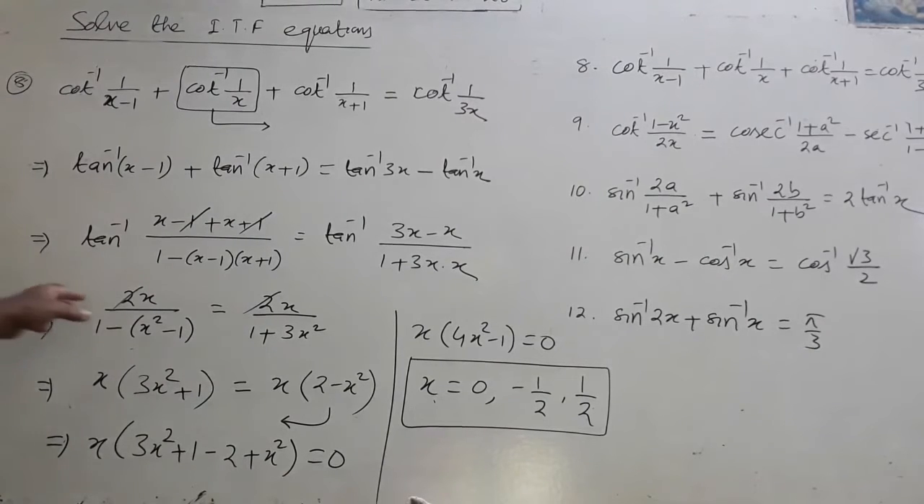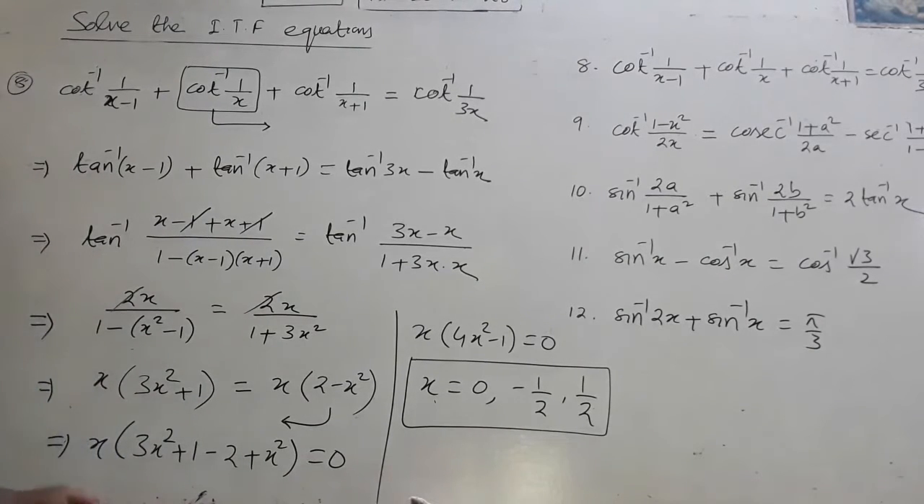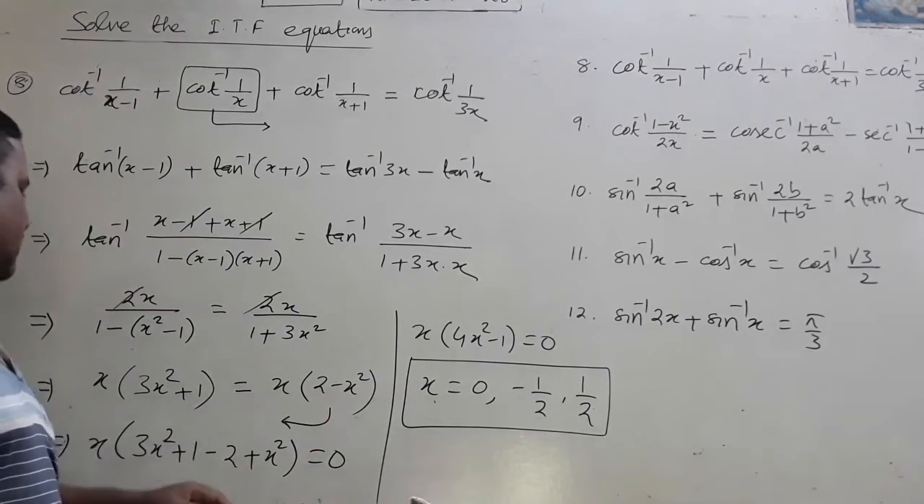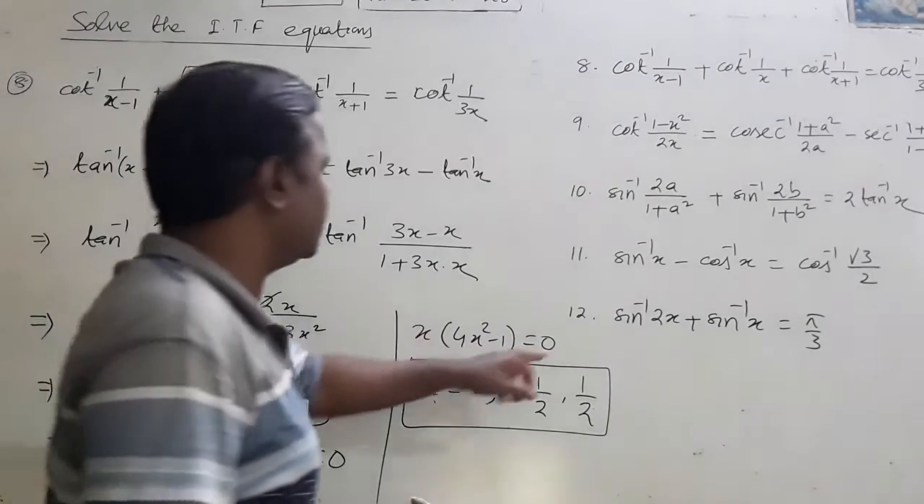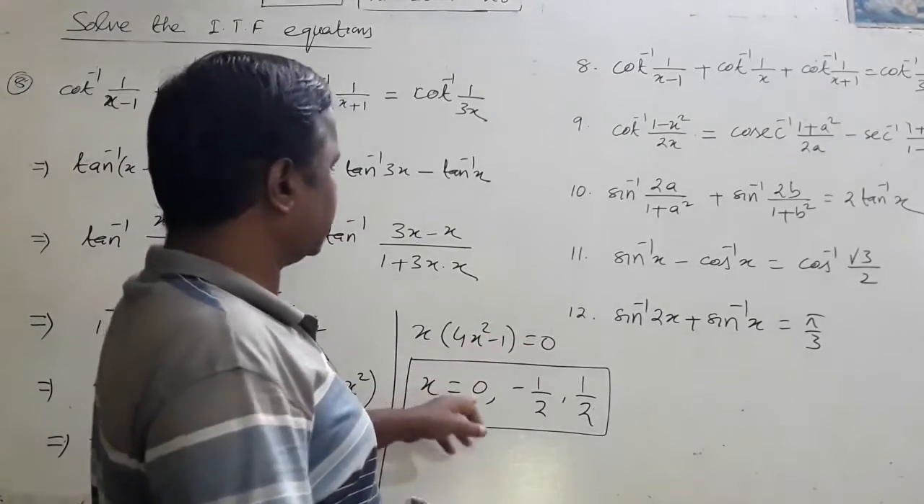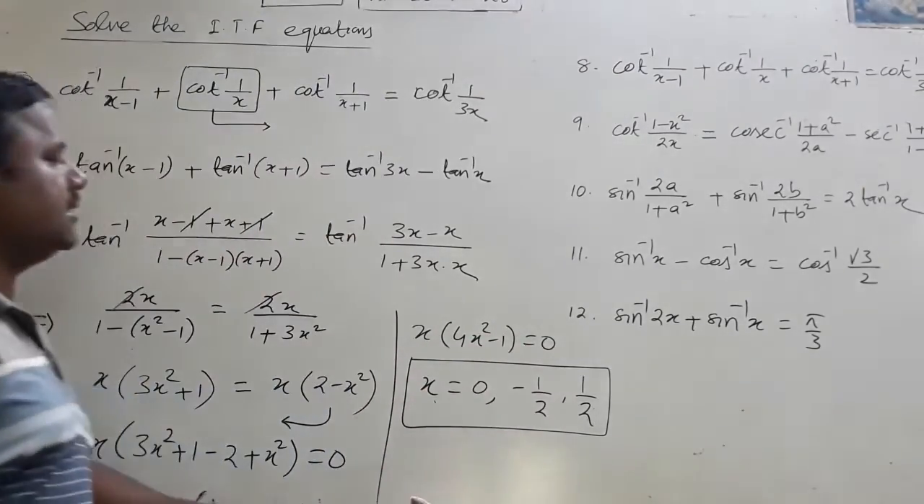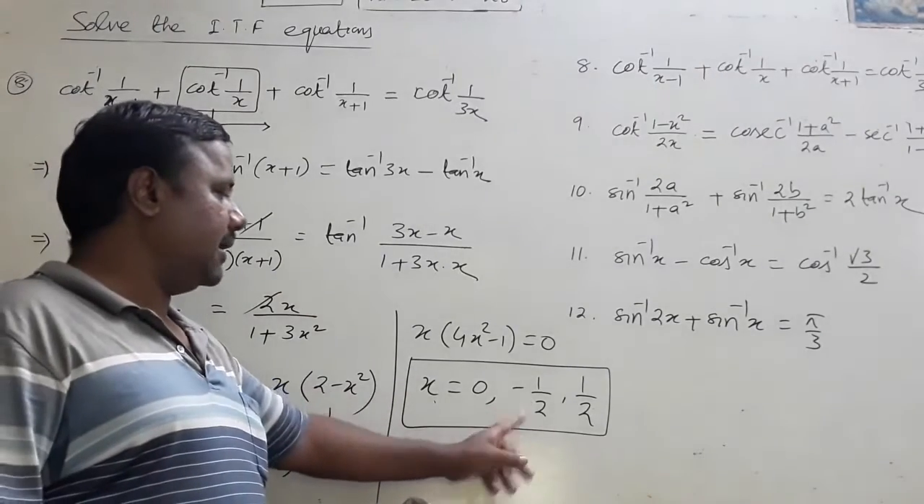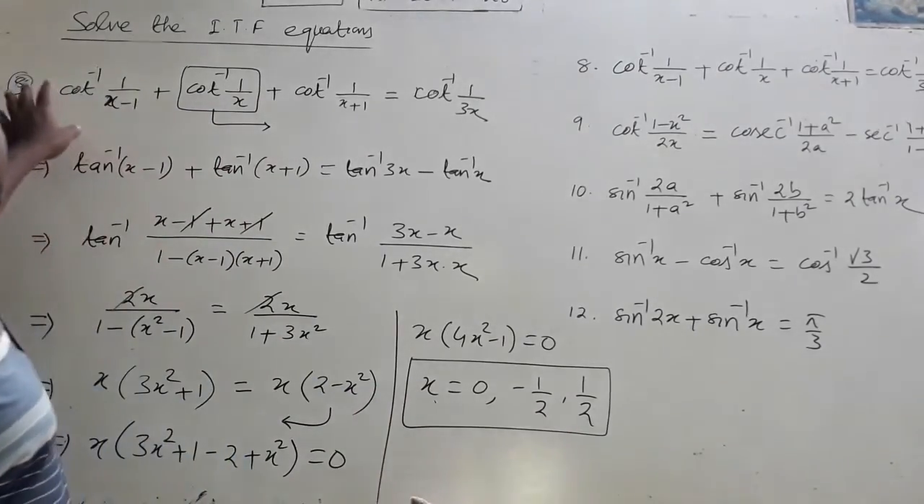Numerator x can never be cancelled. So take common x into this, is equal to x into this. Come to one side, x into this is equal to 0. X gives 3 values, that is 0, minus half, plus half, and it is very important to verify. You can verify and see minus half plus 1 can satisfy this equation.